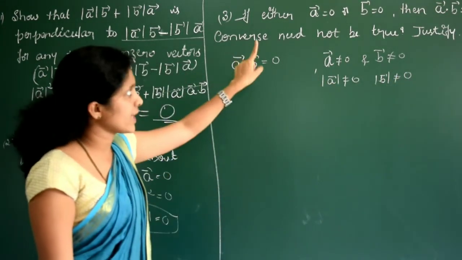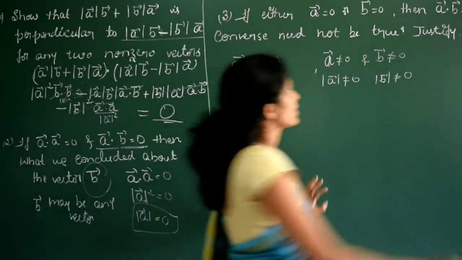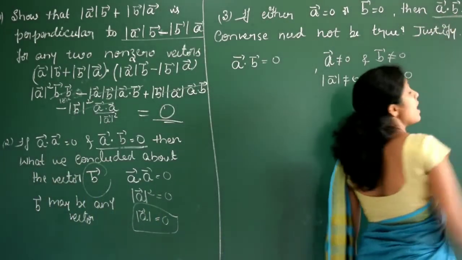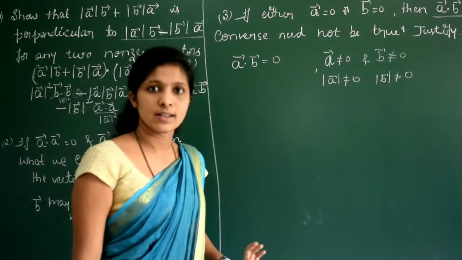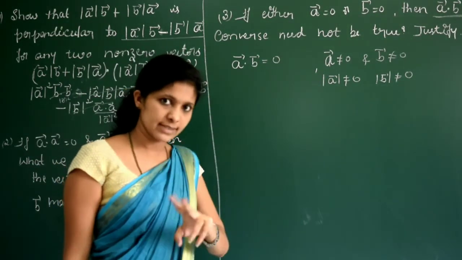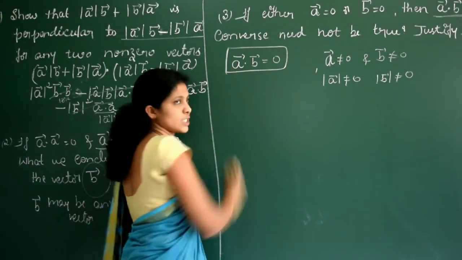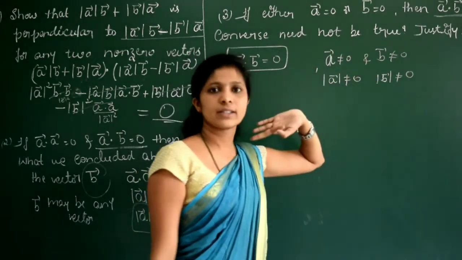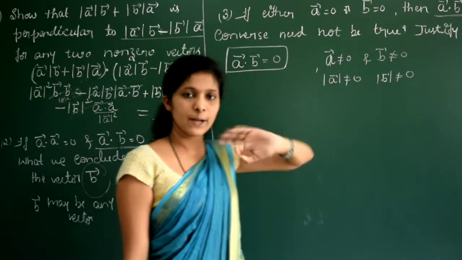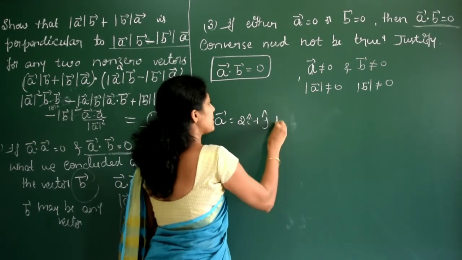See, it is given that a vector is equal to 0 or b vector is equal to 0. Then obviously this will be true. But the converse of that is not true. So you have to justify your answer. For that you have to take one example and prove that a vector dot b vector is equal to 0, but a vector is not a 0 vector and b vector is also not a 0 vector. Okay. a vector is equal to 2 i cap plus j cap plus k cap.